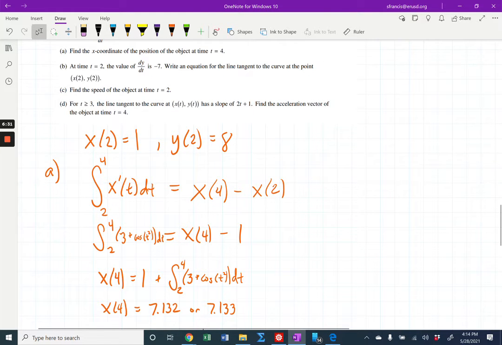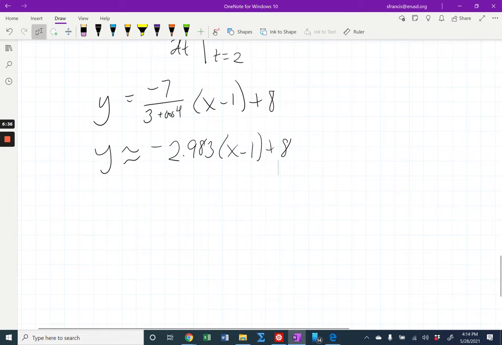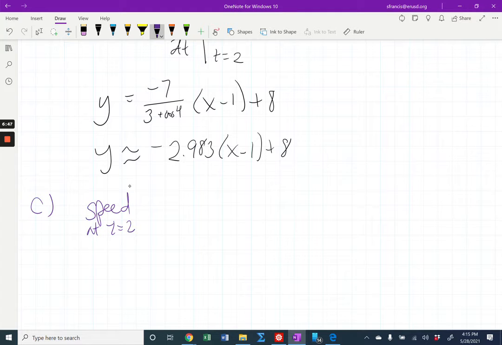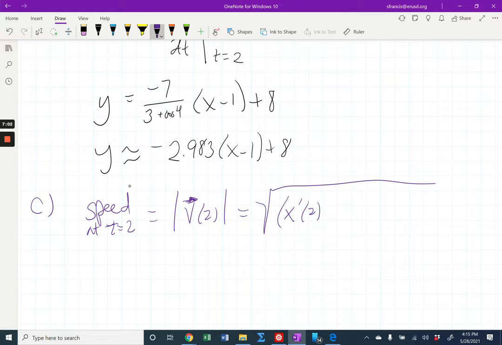For C, find the speed of the object at t equals 2. Now remember, we're in 2 dimensions now, and so the speed is the magnitude of the velocity. Now this is a vector at t equals 2, which we get by the Pythagorean theorem. So this is going to be the square root of x prime of 2 quantity squared plus y prime of 2 quantity squared.